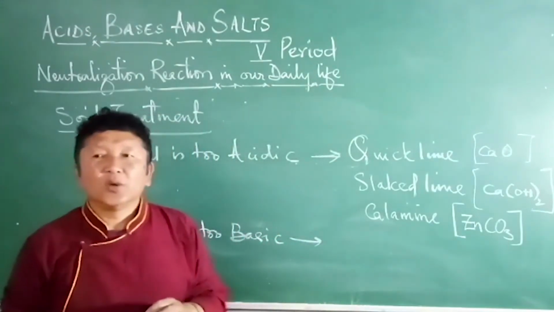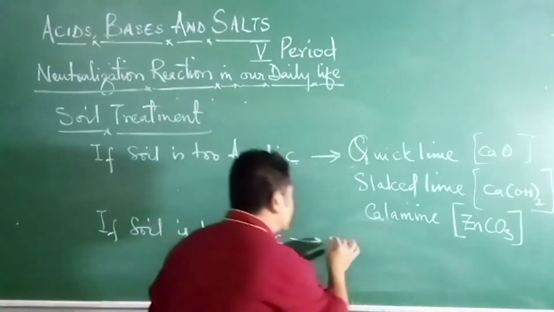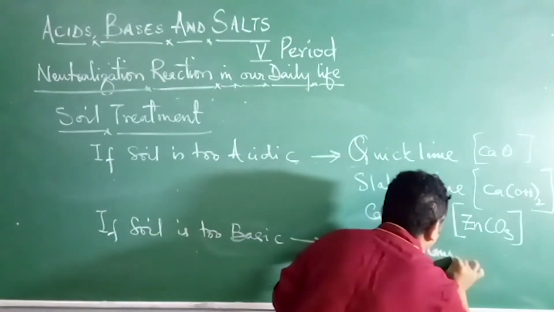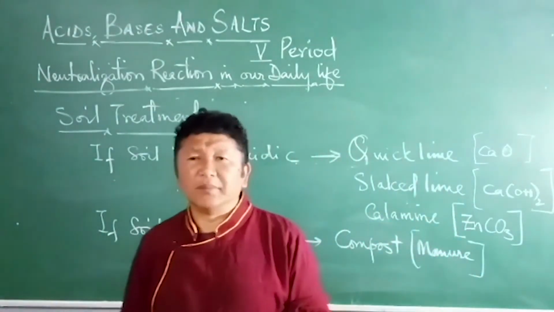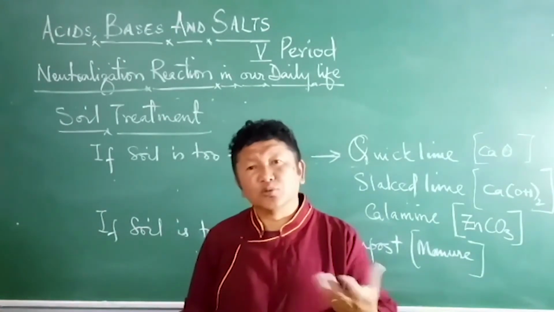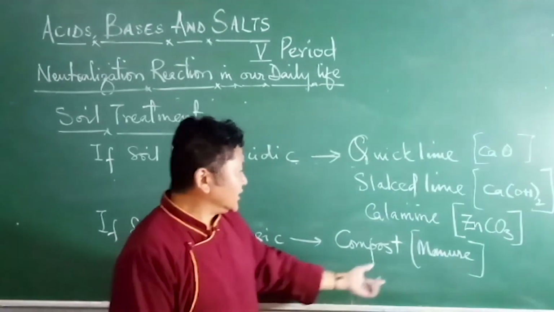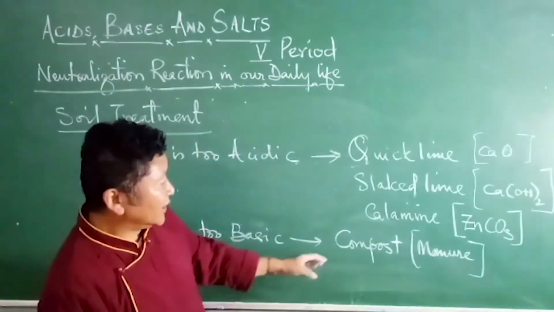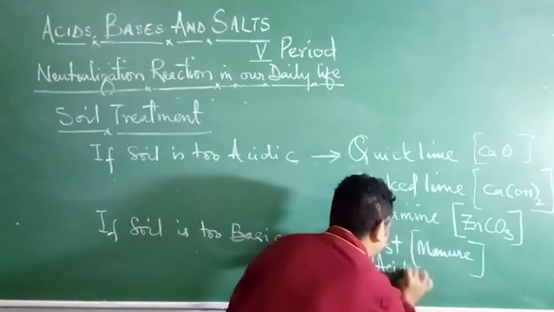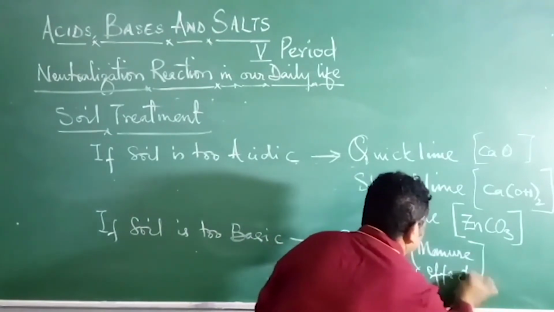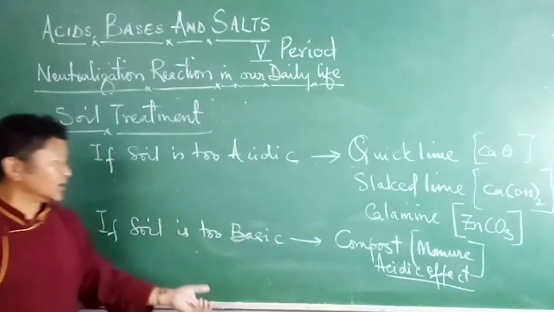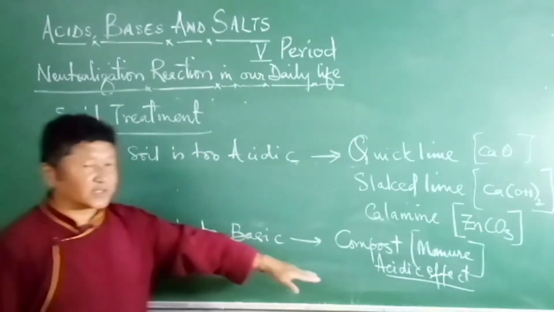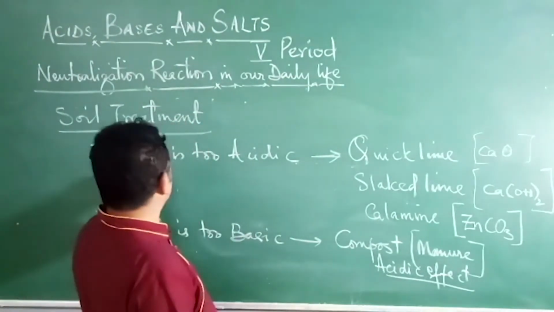we can make use of manure or compost. Compost and manure are organic substances, rich in organic matter, and they have an acidic effect that neutralizes the basic soil. The basic nature is neutralized and the soil becomes neutral.